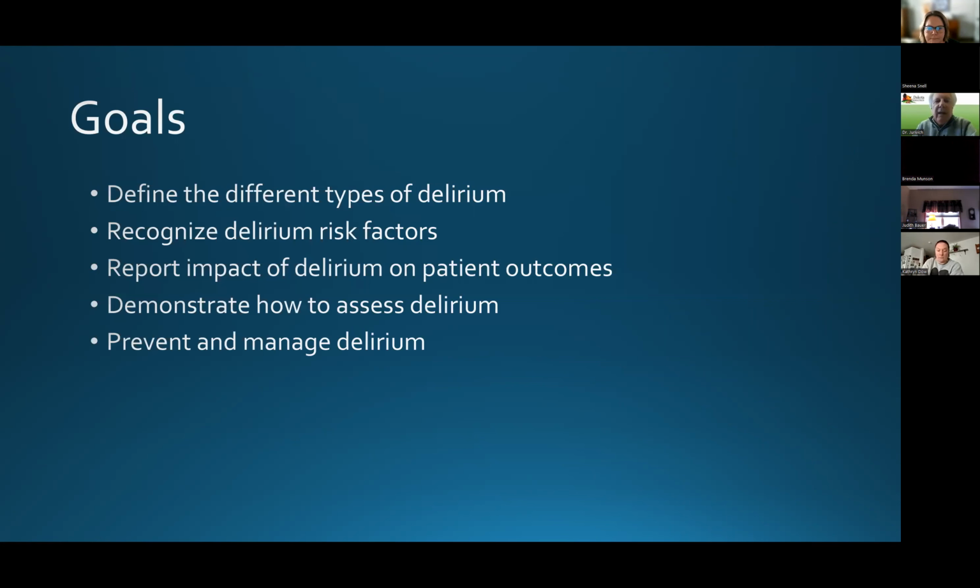So the goals today are to look at the different types of delirium, look at the risk factors that might lead to delirium, understand what the impact is on patient outcomes, and then ultimately, how do we assess delirium? How do we know it exists? And I'm going to hopefully convince you that a lot of healthcare providers underdiagnose delirium, and that there are ways to both prevent and then to hopefully optimally manage delirium when it occurs.